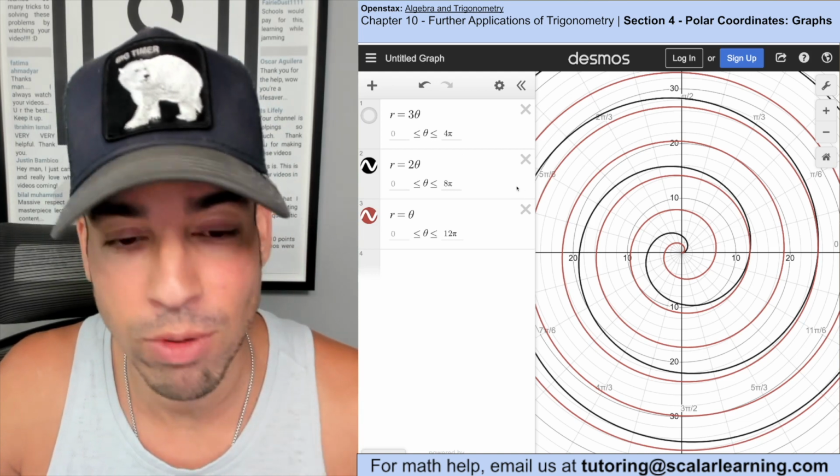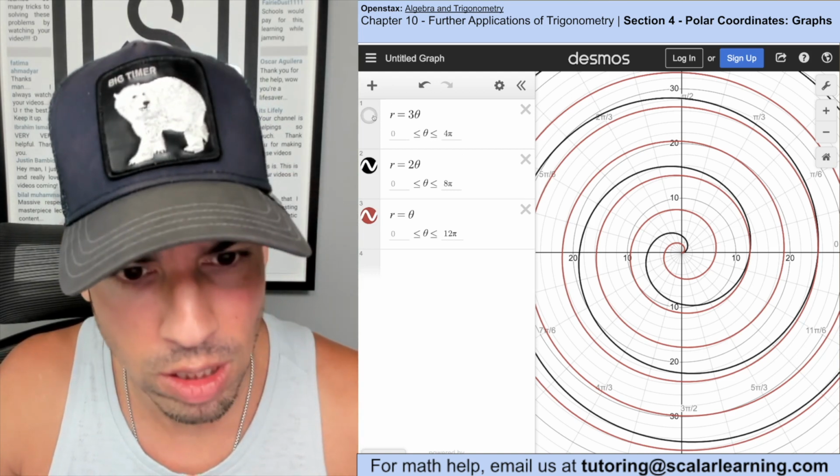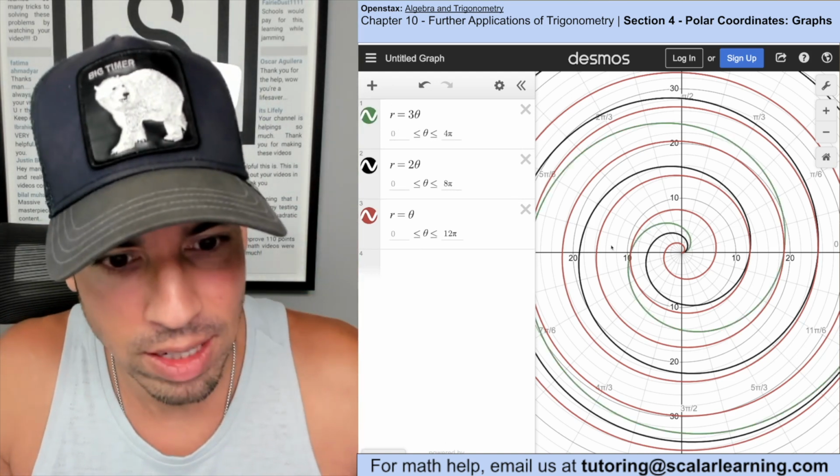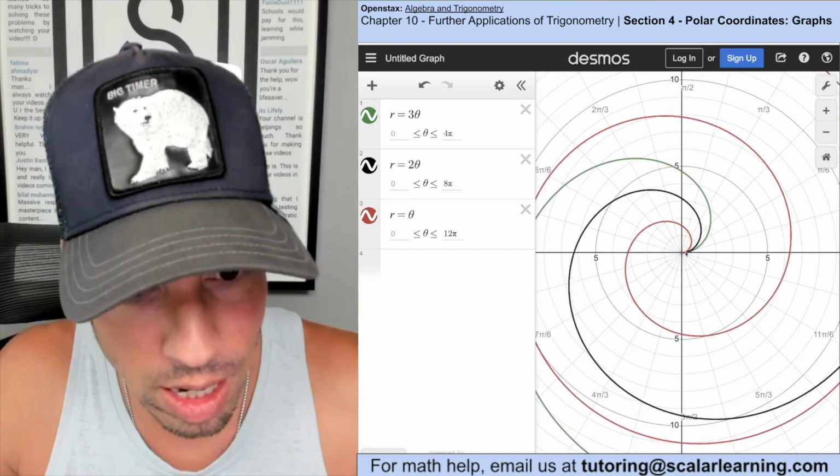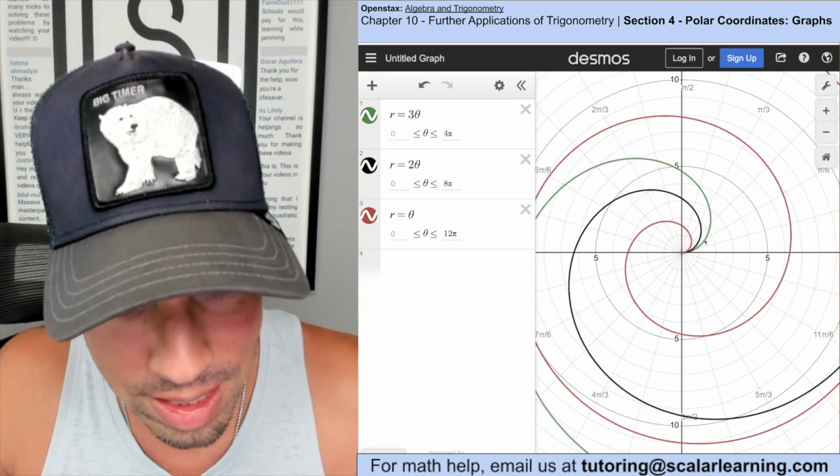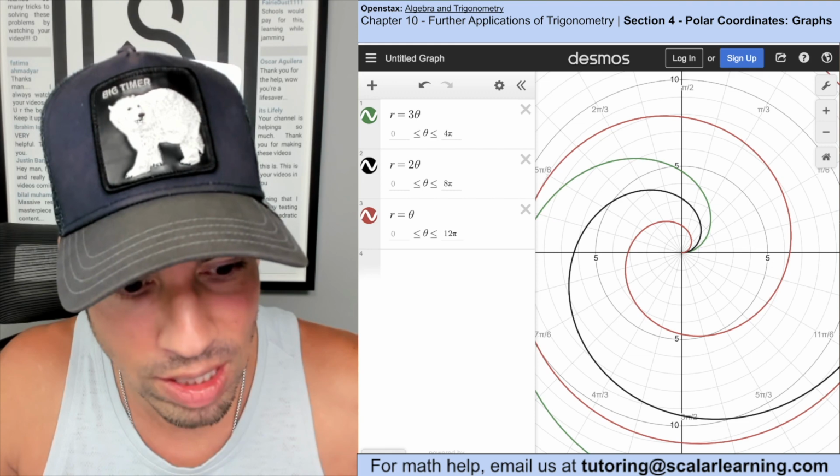So we can assume that for the 3 theta, the same will be true. It's going to be even bigger, and you can see that in green, that is actually true, right? You can see at a smaller level here, it's extended out farther as it goes, so it's like a bigger spiral.